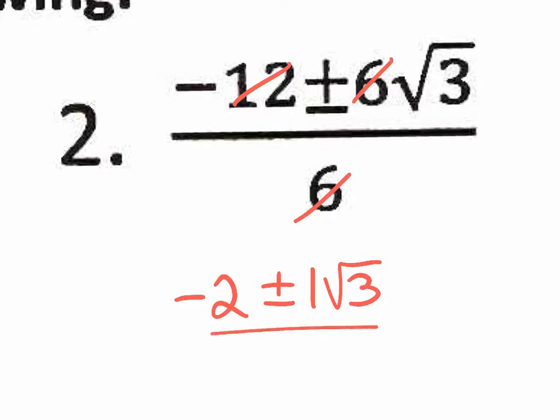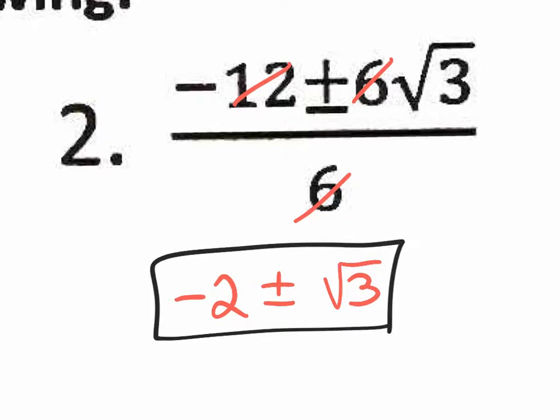And you could put over 1, but that would be unnecessary, right? Anything divided by 1 is that same exact value. So let's not write that. You know what else? You don't even have to put the 1 in front of the radical. So that's your actual answer. Negative 2 plus or minus the square root of 3.